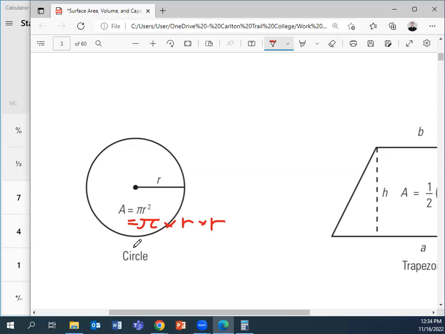Now, does anyone know where pi comes from? Sorry? The Pythagorean method? Oh, the Pythagorean? Not quite, but I like where your head's going.